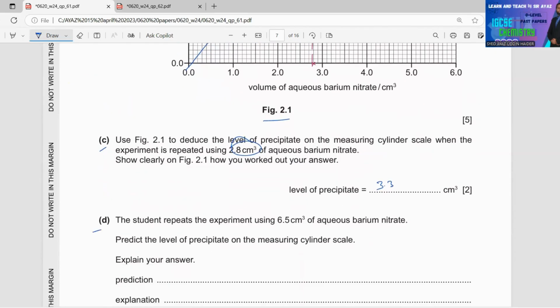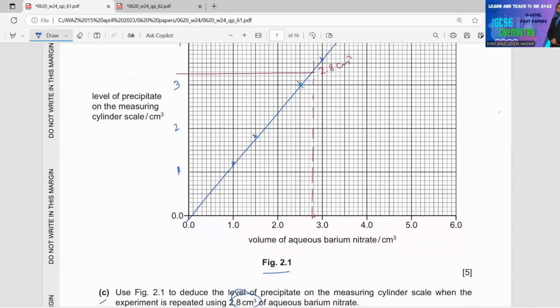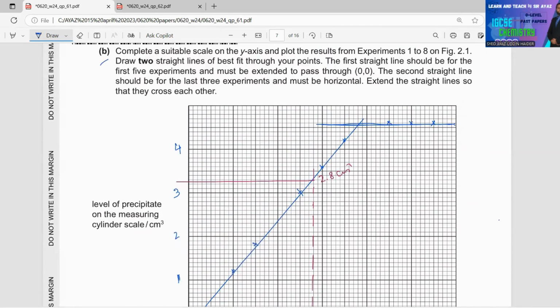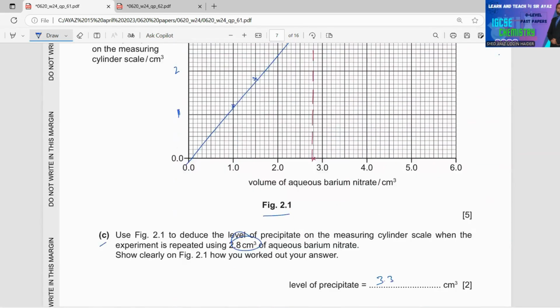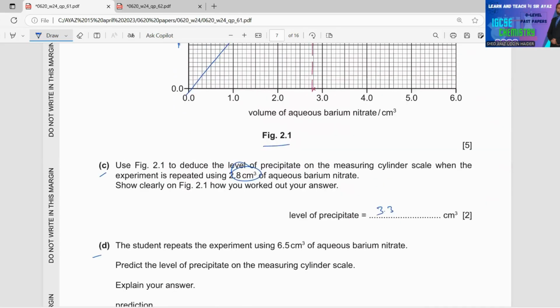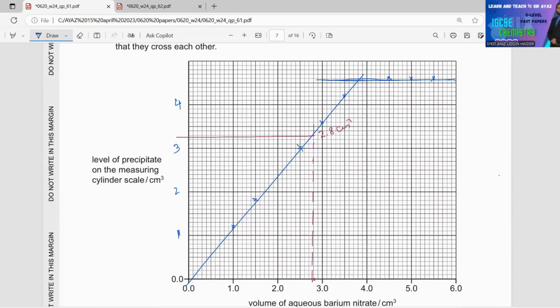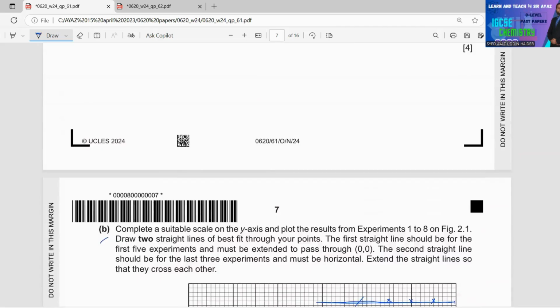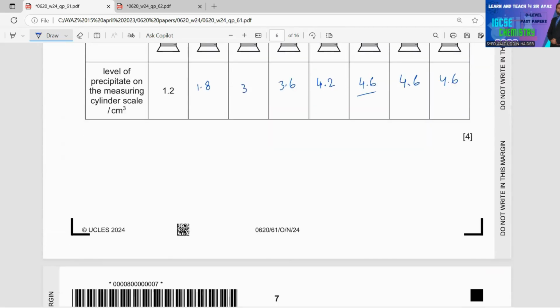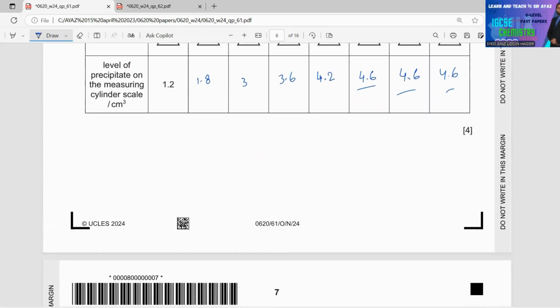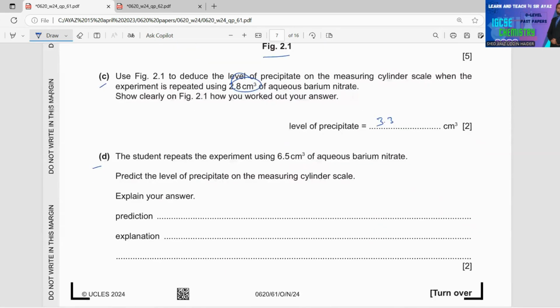Part D. The student repeats the experiment using 6.5 centimeter cube of aqueous barium nitrate. Predict the level of precipitate on the measuring cylinder scale. Explain your answer. You see, after 4.5, there won't be any more precipitate obtained. The last level of precipitate on the measuring cylinder is, according to this, 4.6 centimeter cube. So it will definitely remain as it is.